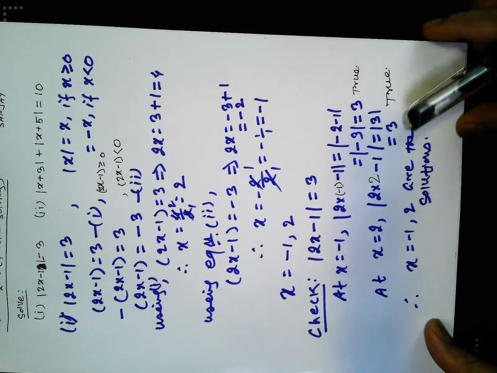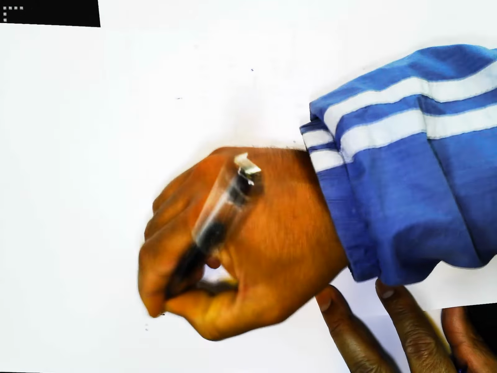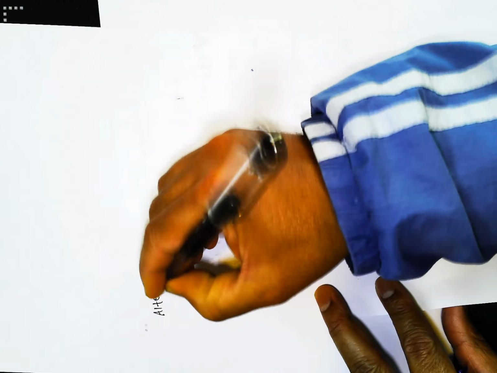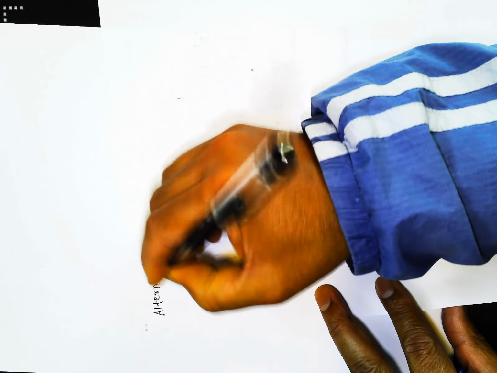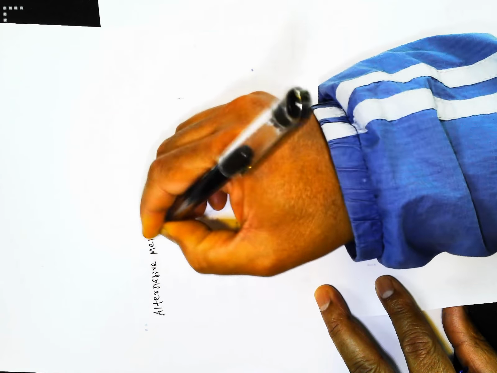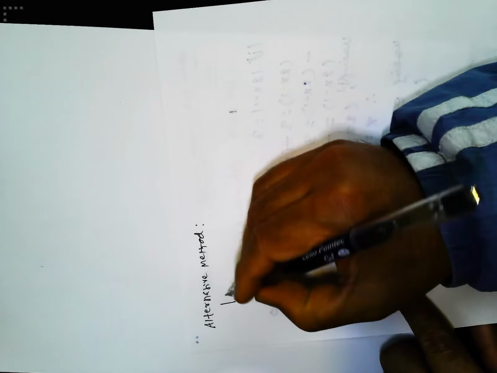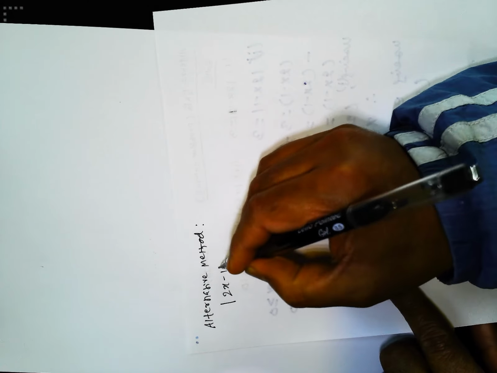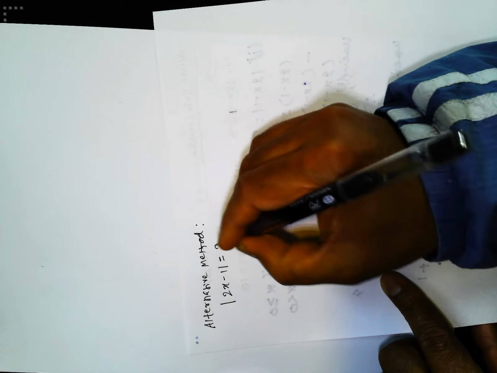There is another way also you can solve this problem. So I'm taking the alternative method to solve this problem: 2x minus 1 equals to 3. Let's see what happens here.